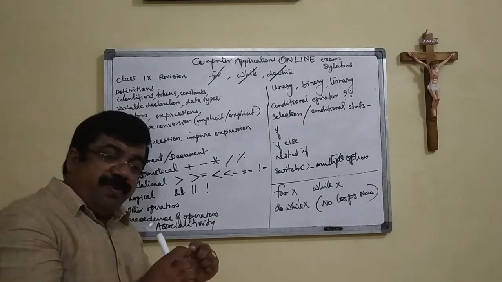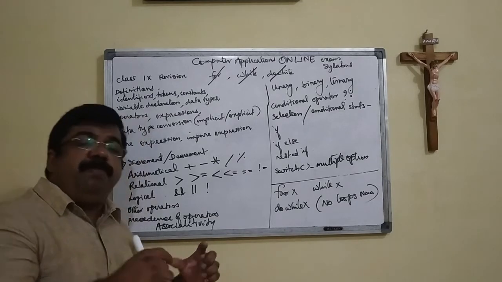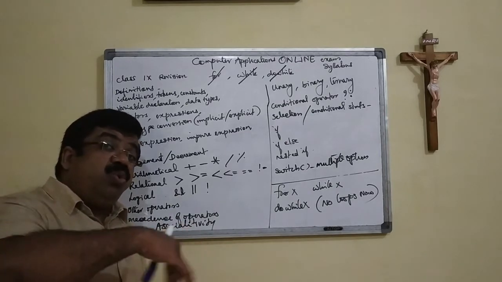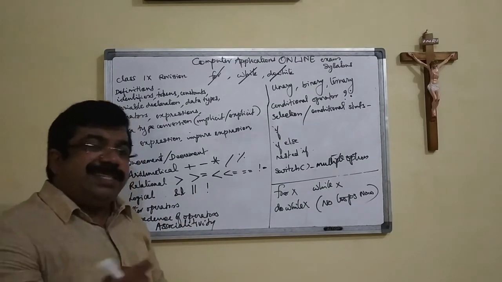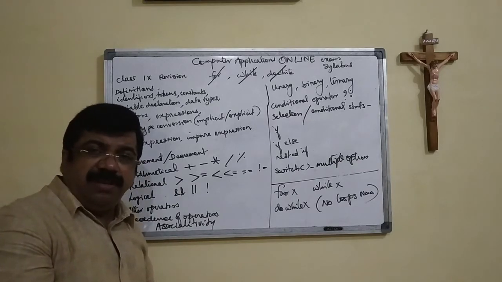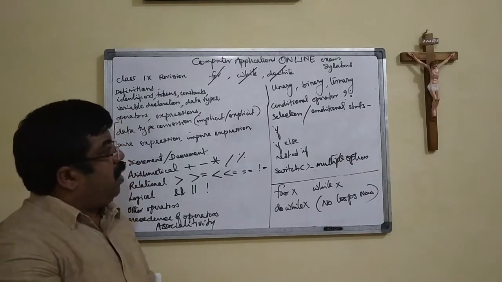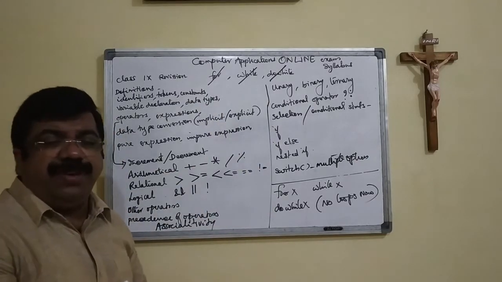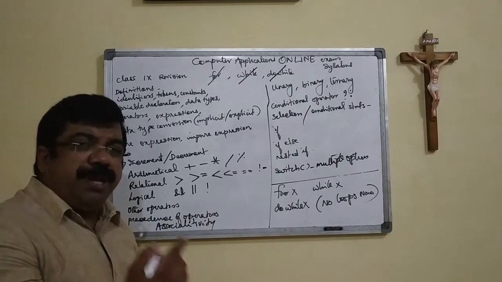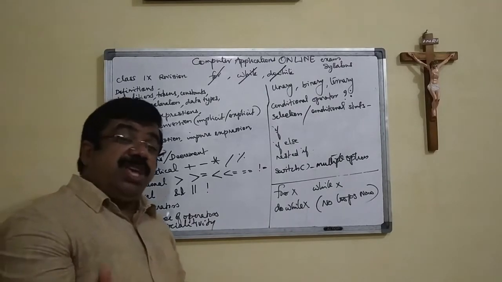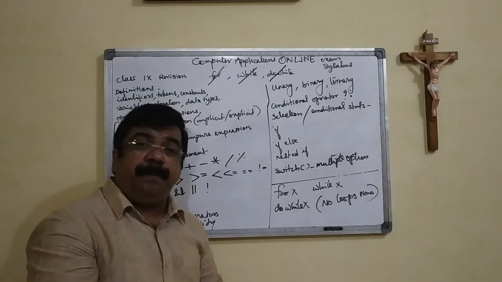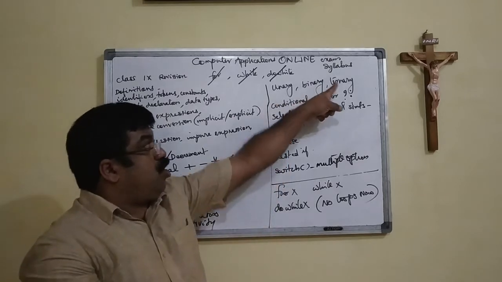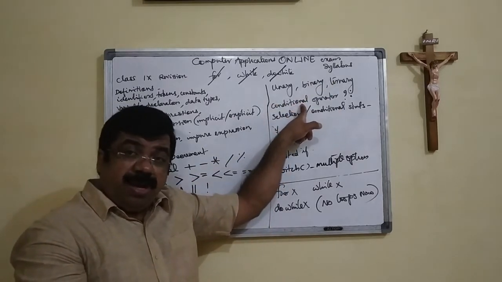Then associativity of the operators. When operators of the same priority are coming in one expression, how do they get executed? That tells about the associativity. That also is there. Then, in the unary, binary, ternary, we saw different operations. Difference between unary plus and unary minus we saw. Again, the conditional operator, the ternary operator or the conditional operator.